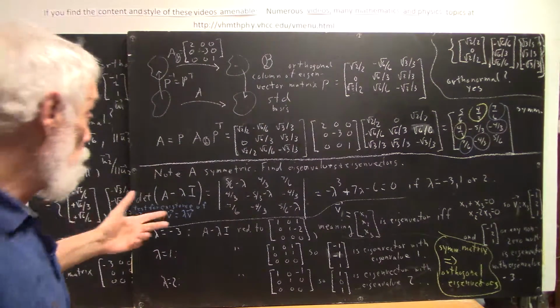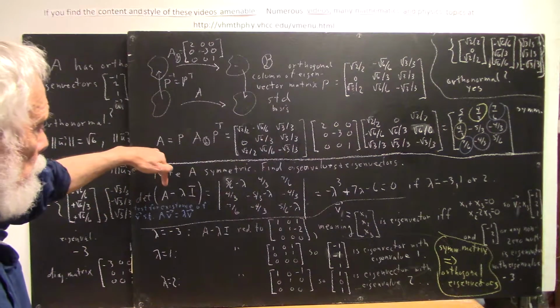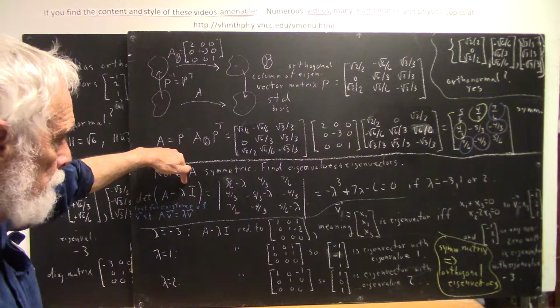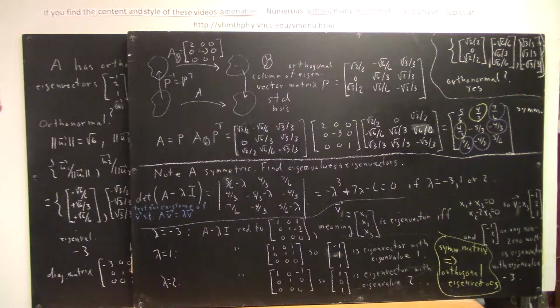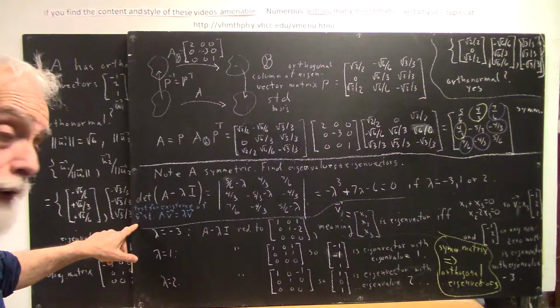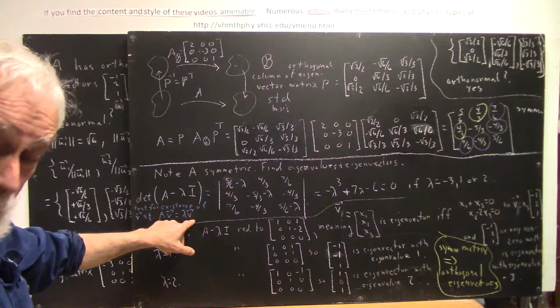Now I can't do much more than just say it, so you're going to have to maybe take some notes and think about what I'm saying. Setting the determinant of A minus lambda I equal to 0 is our test for the existence of a vector v such that Av equals lambda v.